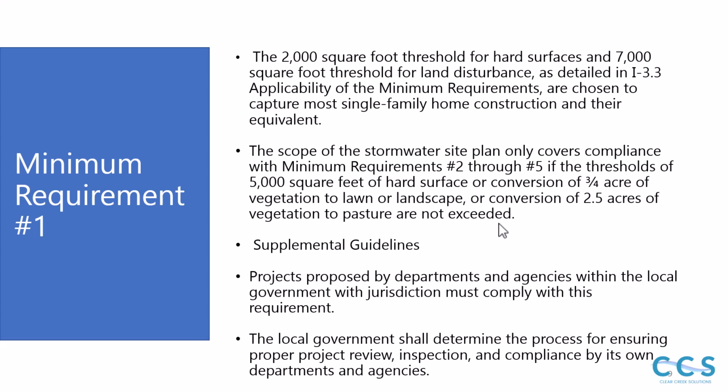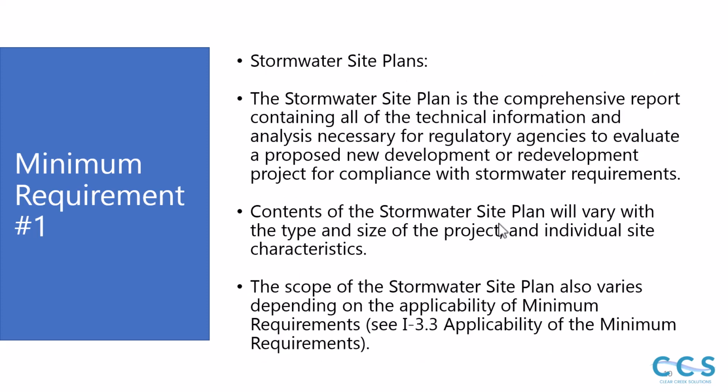The projects proposed by departments and agencies within the local government with jurisdiction must comply with this requirement, and the local government shall determine the process for ensuring proper project review, inspection, and compliance with their agencies. So you also want to check, because most local governments have their own version of the Stormwater Manual, which is heavily based off the Stormwater Management Manual, and they have their own requirements in there. So based on where the project is located, you're going to want to also look at those to make sure you're meeting those requirements. So really, it is just one big checklist for determining what you have to do for your project site and making sure you're doing everything correctly for the location.